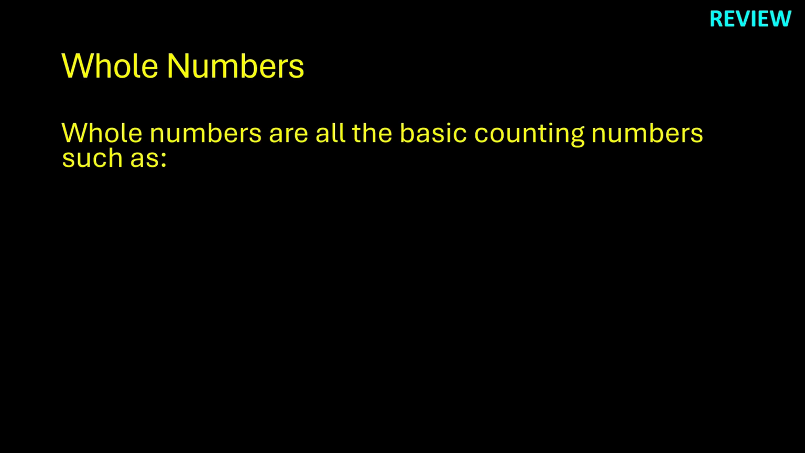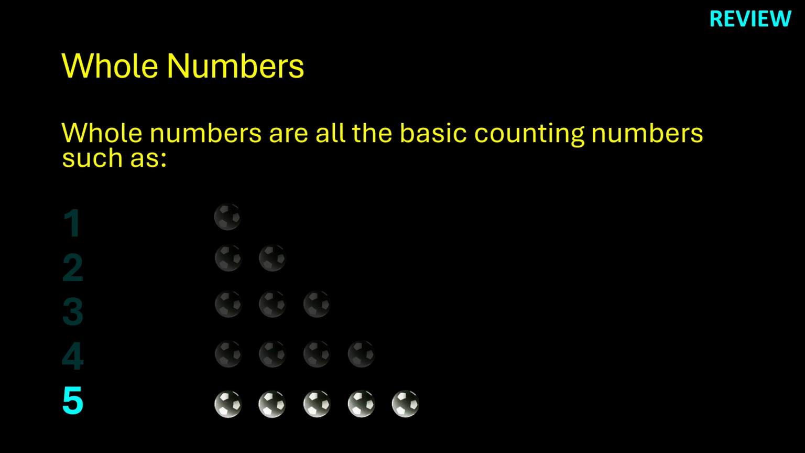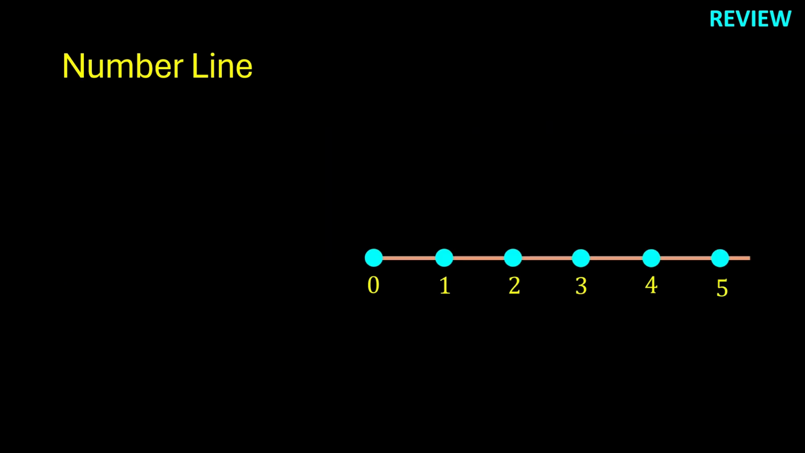Whole numbers are all the basic counting numbers such as 1, 2, 3, 4, 5, and so on. On the number line, we can present these as shown. So we have an infinite number of numbers, and here we've started from 5, 4, 3, 2, 1, and 0. We can actually go beyond this.